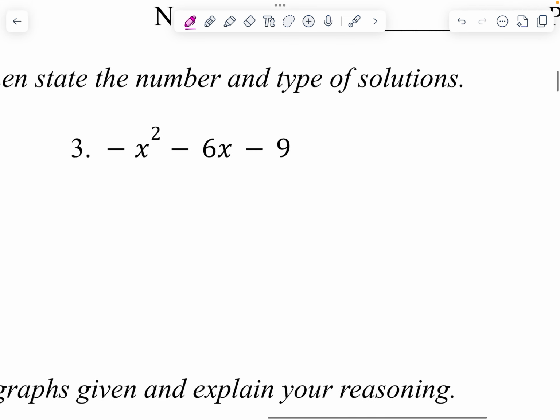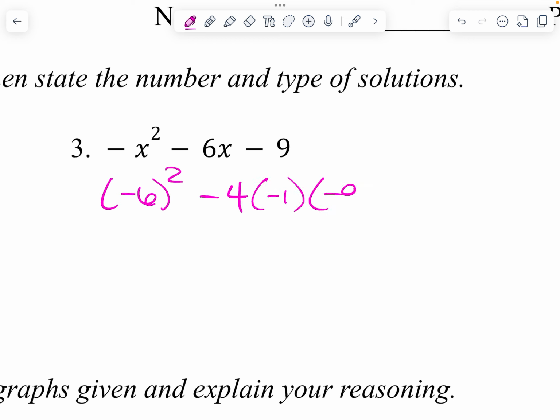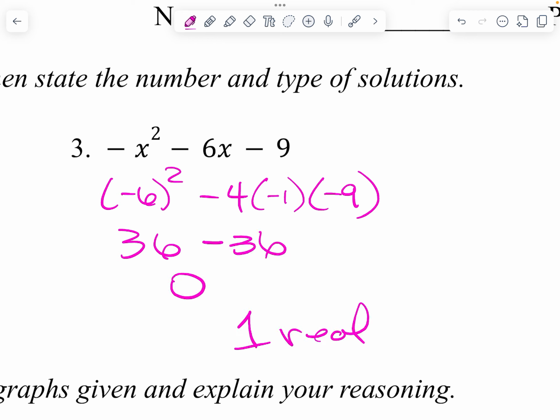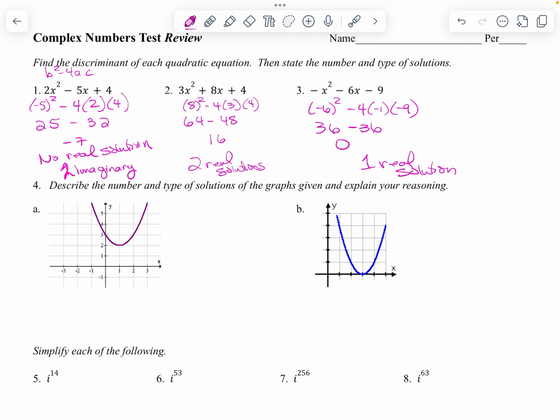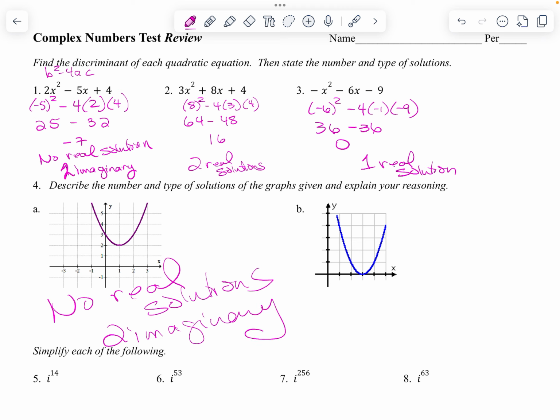And then over here, negative 6 squared minus 4ac. I get 36. And that'll get me negative 36. That'll get me 0. So one real solution. Then it says describe the number. So no real solutions, but there are two imaginary or two complex. There is one real solution.